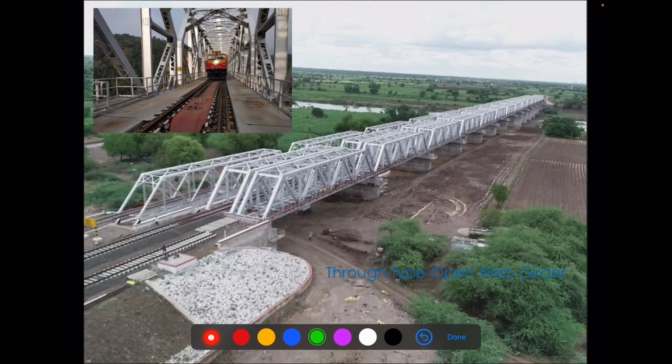So let's start. This is the first type of railway steel girder. This is the through type open web girder. Why through type? Through type means the train passes through the girder, not above it. That's why they are called through type girders.